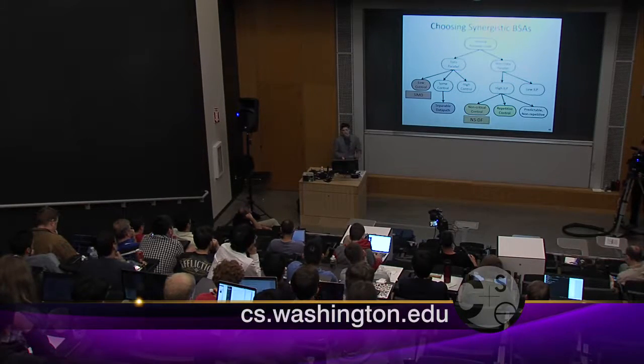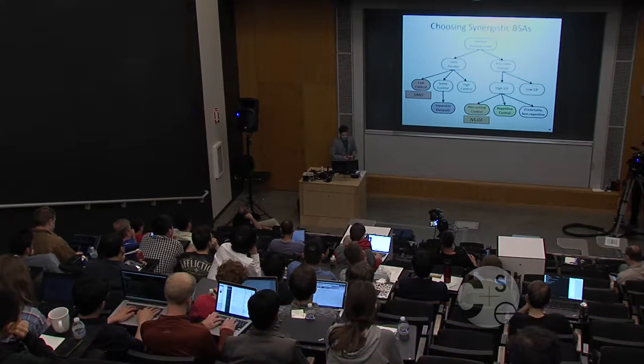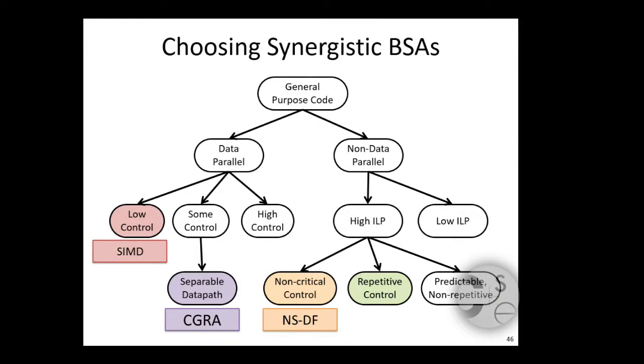So for data parallel code with low amounts of control, I'm just going to reuse existing SIMD processors that are already very good at this. When we have some control flow, we need to find something else. So what we can look at is if we have a very large data path that's actually separable from the memory instructions in the program region. If we have that, we can offload this data path onto a coarse-grained reconfigurable architecture that can get much more power-efficient execution. If we have a high amount of instruction-level parallelism, but very repetitive control, then we can use concepts from trace processors to do coarse-grained speculation and cross-control region execution. So these are the 4 designs that I'll be integrating.